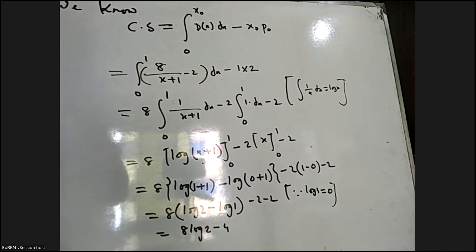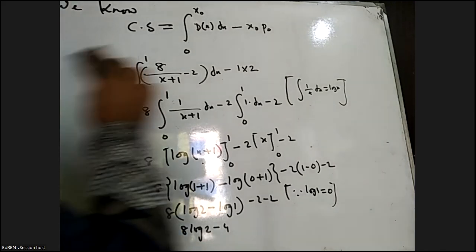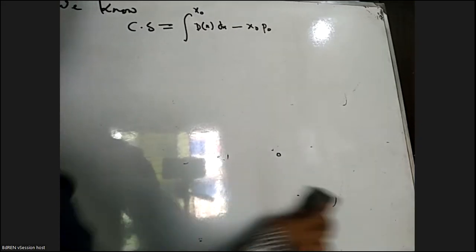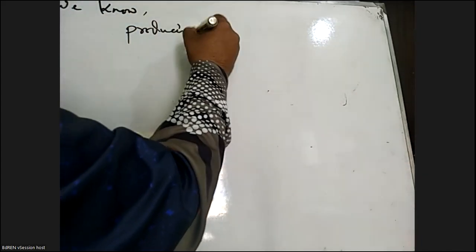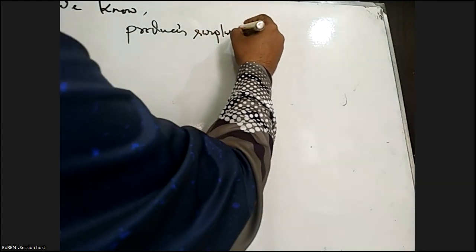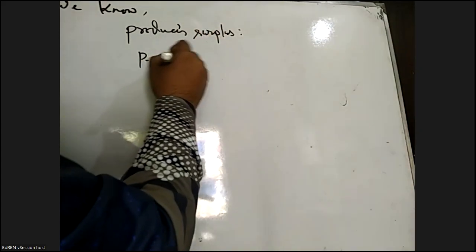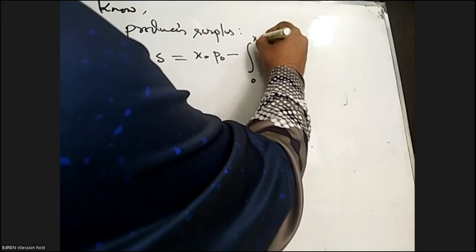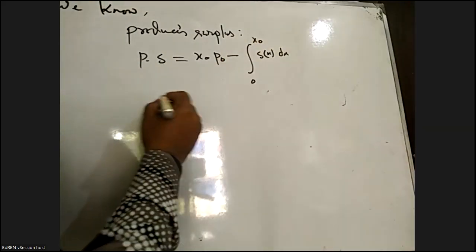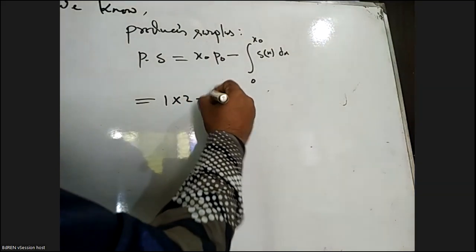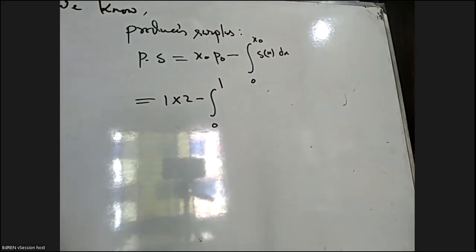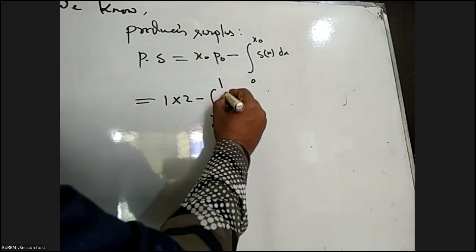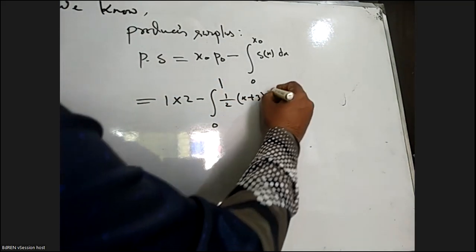Now similarly, the producer surplus formula. We know producer surplus PS equals to x naught P naught area minus 0 to x naught supply function area. So 1 multiplied 2 minus the integral from 0 to 1 of the supply function, which we are given as half into x plus 3.